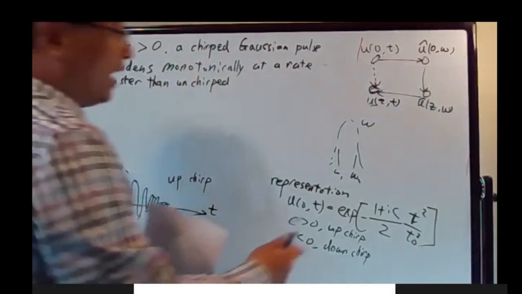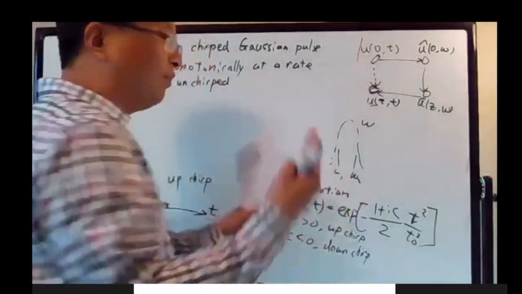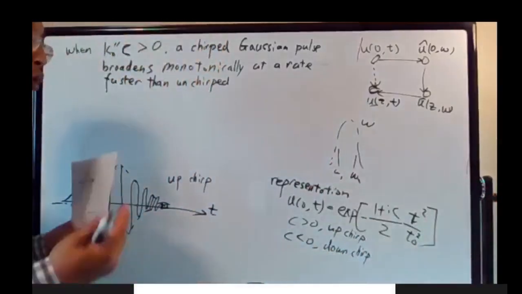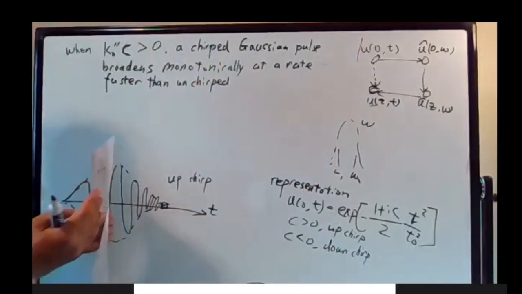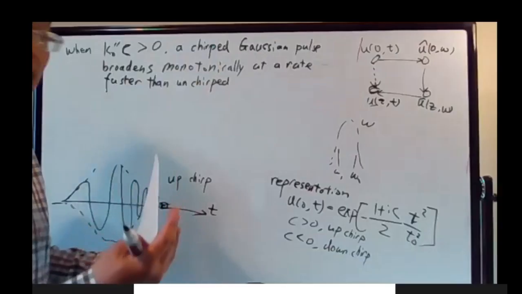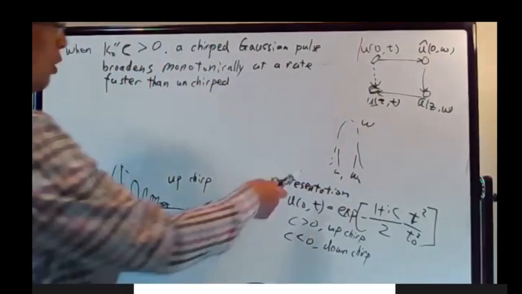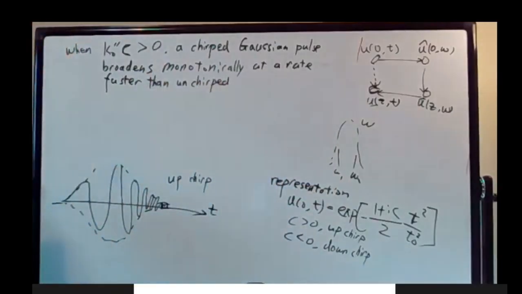In other words, the fiber will make different frequencies propagate at different speeds. But in the initial pulse, at the input of the fiber, they are at different frequencies, they already have a different shift, right? They are already chirped. So it will make it worse, at a rate faster than unchirped.